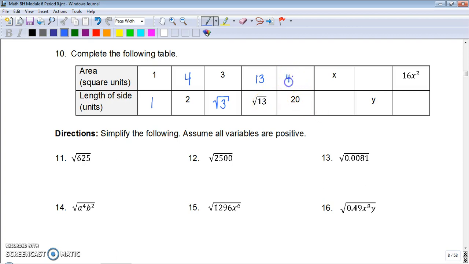20 would be 400. X would be square root of x. Y would be y squared. And 16x squared would be 4x. 4x times 4x is 16x squared based on what we learned in Mod 5.